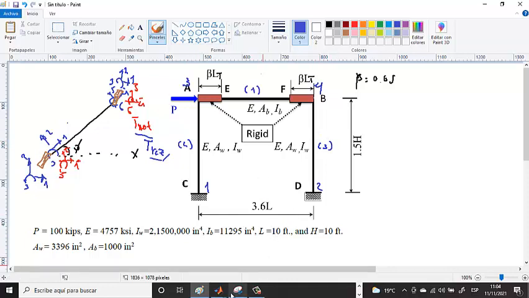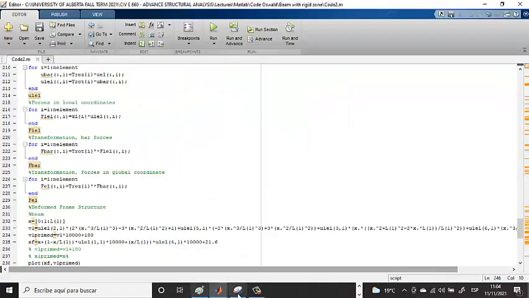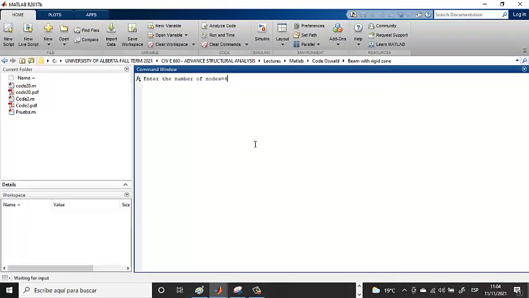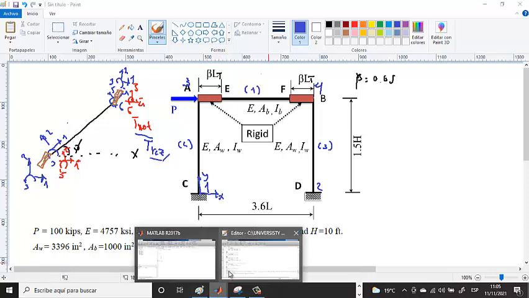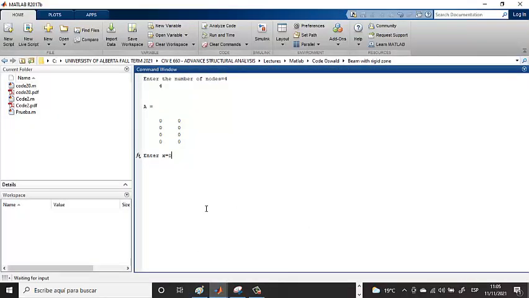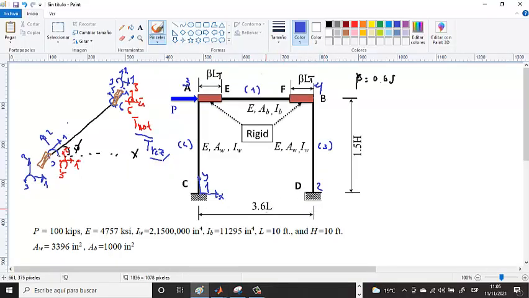So the number of nodes that the code asks me is 4. We need to enter the coordinate of each node. If we locate our coordinate system here at node C, X and Y, we can see that for the first node, the coordinate X is equal to 0, Y is equal to 0, and for the second node is 3.6 times L.